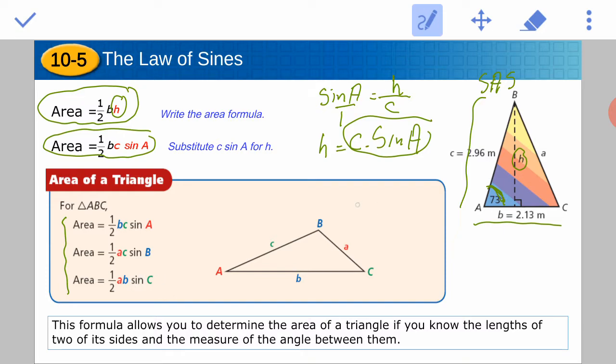When we label a triangle, we use capital letters to refer to the angles, and we use the same small letters to refer to the opposite side. So opposite to angle capital A is side small a, across angle B is side small b, and across angle C is side small c. Use this labeling method all the time.